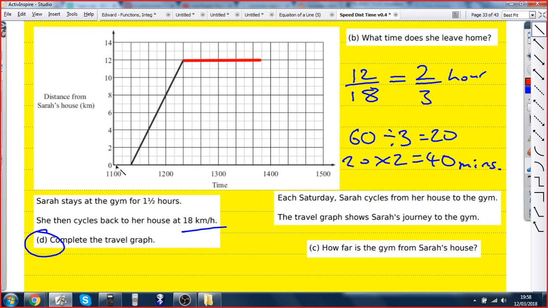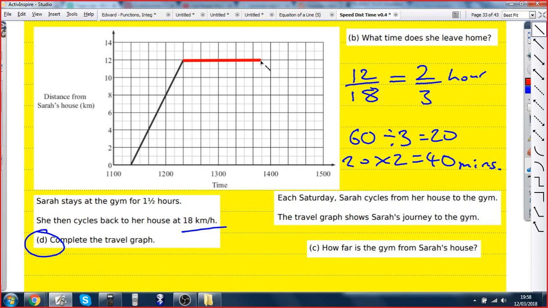How much is like one square? How many minutes is one square? 20. Uh-huh. And so how many little squares am I going across? If you look at from 11 to 12, there's 1, 2, 3, 4, 5, 6 little squares. Or each big square is 20 minutes. So each little square? 10 minutes. Yeah. So how many little squares am I going across?